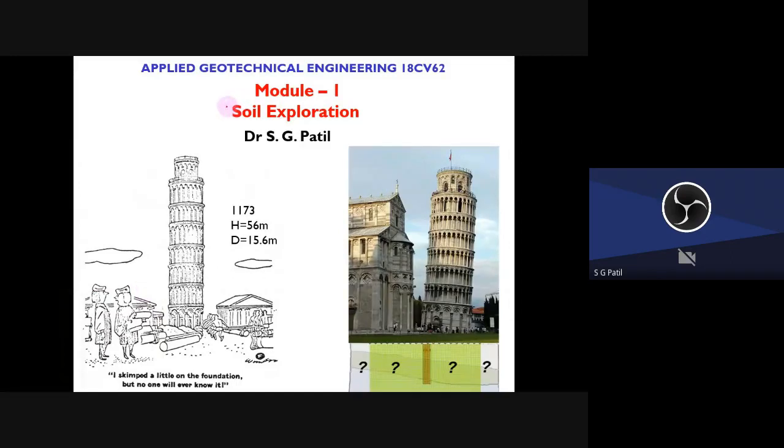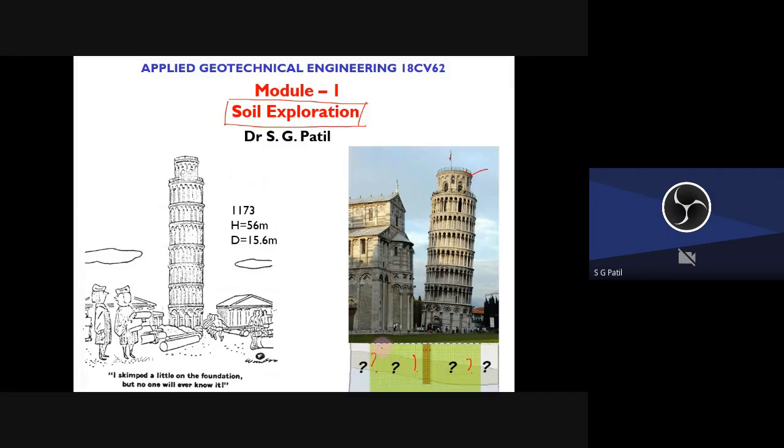Okay. So this is module 1. We will discuss soil exploration. Soil exploration is nothing but exploring the soil. If you want to construct any structure, suppose this is the structure I want to construct. Before that, I should know what is the type of soil present below.